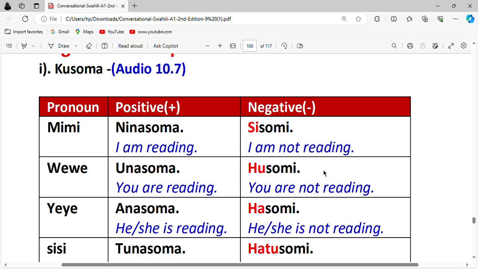Another one is... which verb is from Arabic?